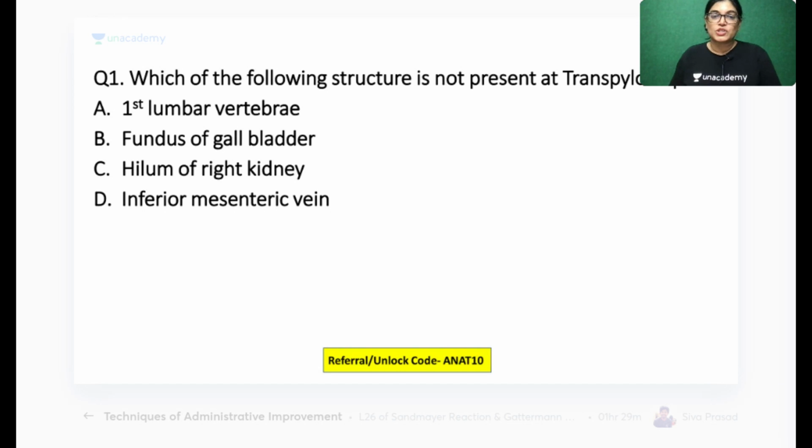Which of the following structures is not included at the transpyloric plane? The first lumbar vertebra, the fundus of the gallbladder, the hilum of the right kidney, or the inferior mesenteric vein? Your time starts now, and let's mark the correct answer. All the best to everyone.